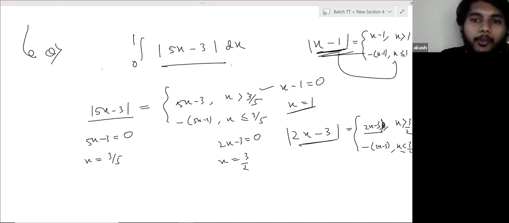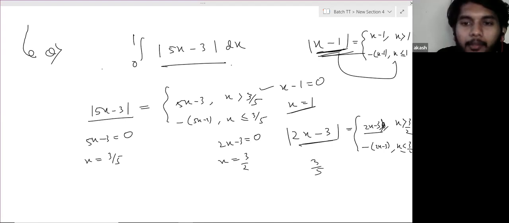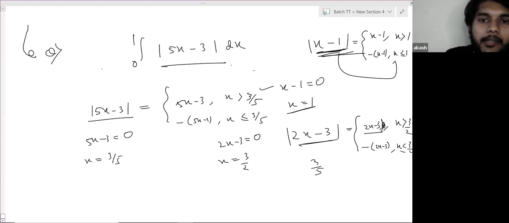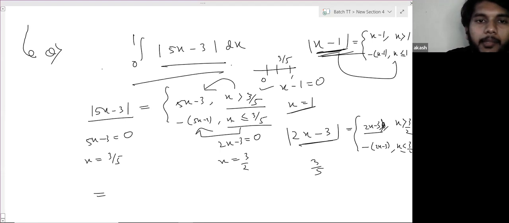So is 3 by 5 more than 1? Yes or no? No, 3 by 5 is not more than 1. So we can see this is 0, 1, 3 by 5 will lie somewhere like this, right? So when x is more than 3 by 5, we have to assume this function. When it is less than 3 by 5, we have to assume this function. So what we can do, this integration becomes 0 to 3 by 5 f of x dx plus 3 by 5 to 1 f of x dx.